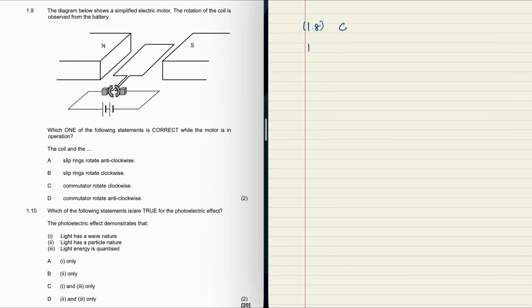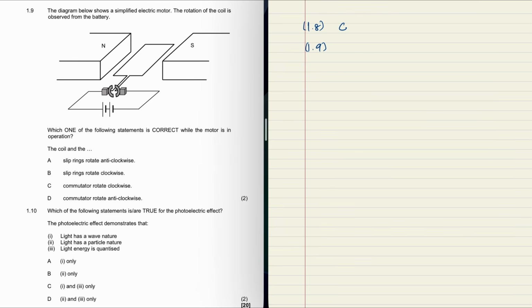Question 1.9. The diagram below shows a simplified electric motor. The rotation of the coil is observed from the battery. Which one of the following statements is correct while the motor is in operation? Now, we can clearly see that this is a split ring. So option A and B are out.